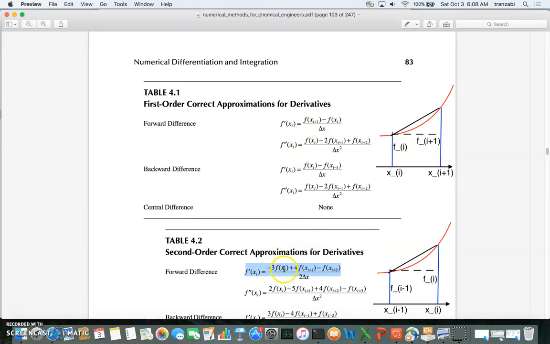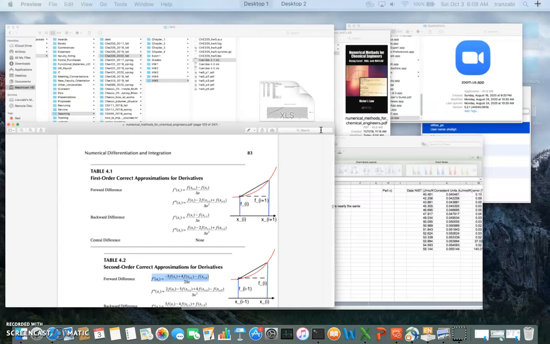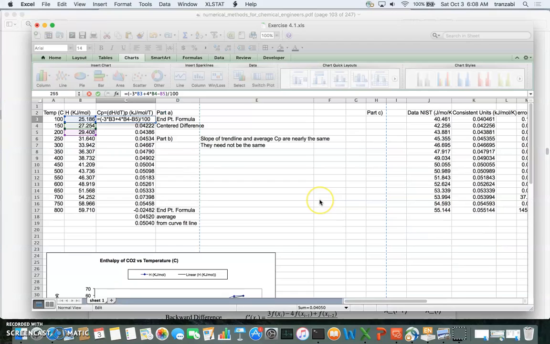So for forward difference, we need to know the enthalpy at 150 and 200. And same thing here, if you want to calculate the first derivative at 100, we need to know the enthalpy at 150, like one point away from the original point we want to calculate the derivative, with the separation of delta x. In our case, it's going to be delta T.